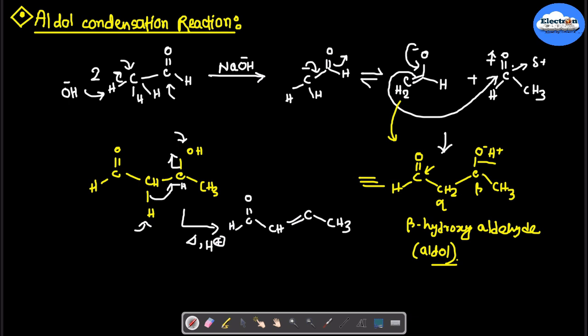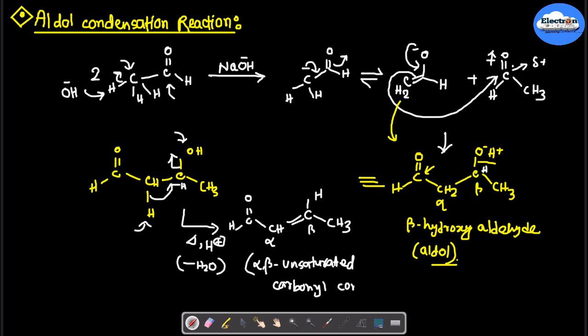Okay, one hydrogen should be present here also, so the valency will be filled. Now here the OH and H are removed, so ultimately a dehydration reaction happens here. So here one hydrogen is present. Now this compound, because of this alpha position and beta position, is named an alpha beta unsaturated carbonyl compound.